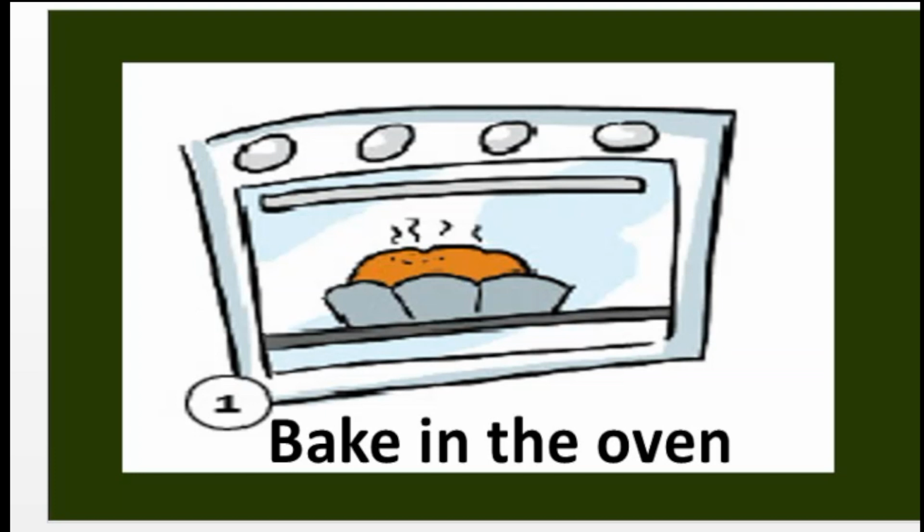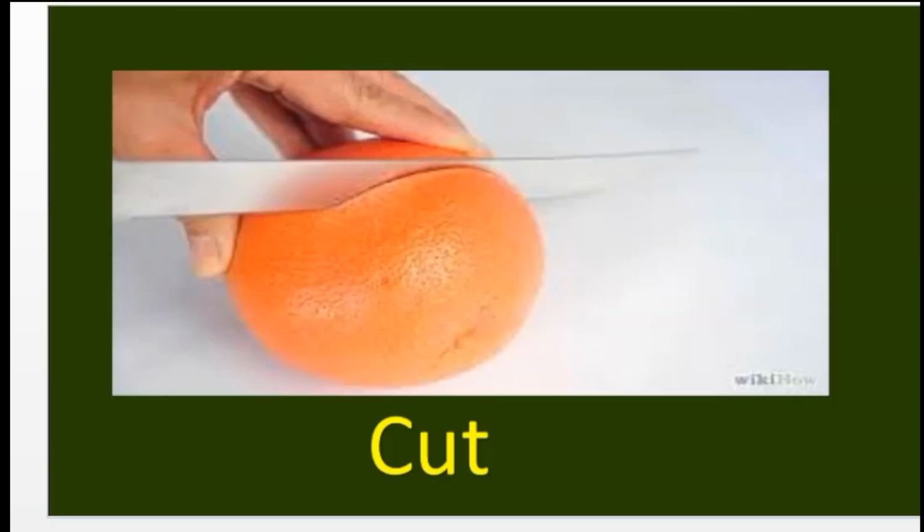Now look at the second word. The second word, that is cut. Cut means to divide into parts. Now look at the picture. In this picture you can find a cook. A cook is cutting an orange. Cut means he is dividing the orange into two parts or into many parts. He is cutting an orange with a knife.